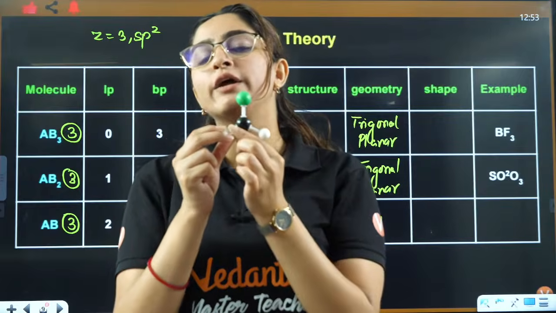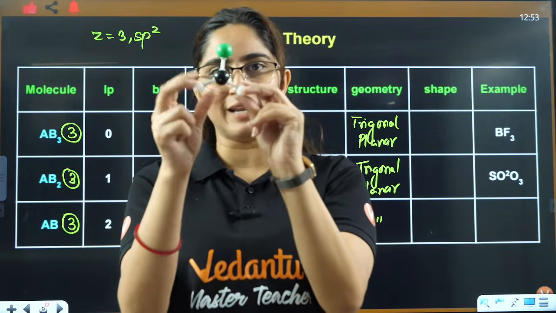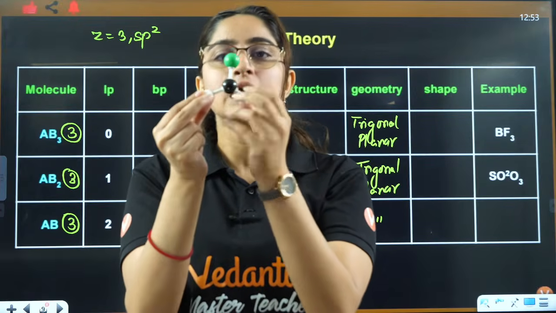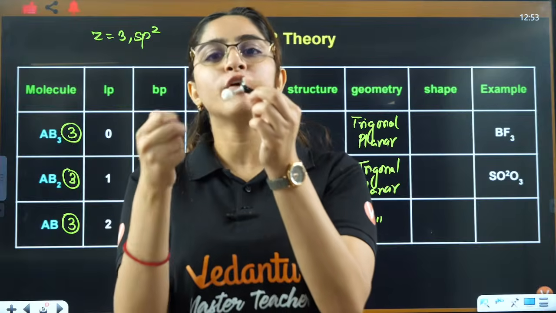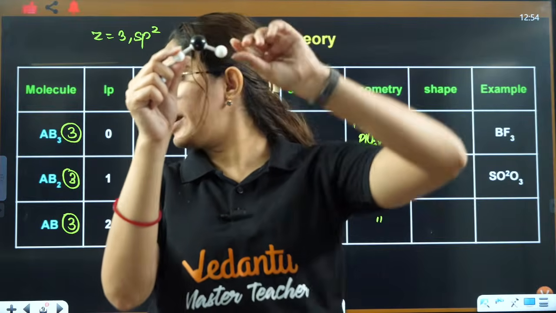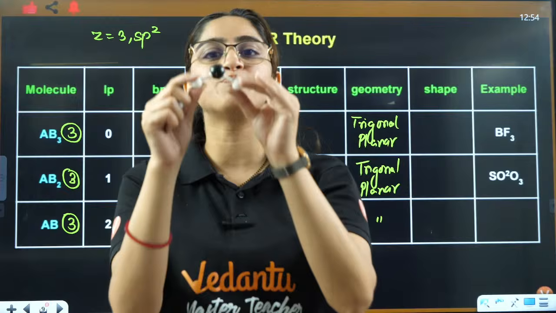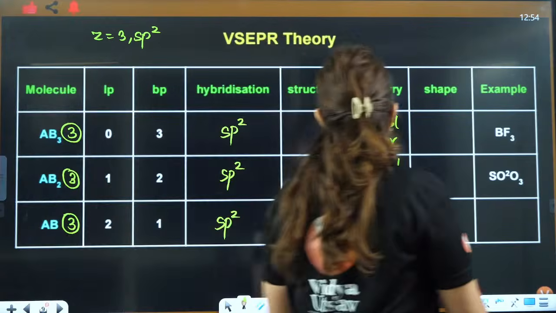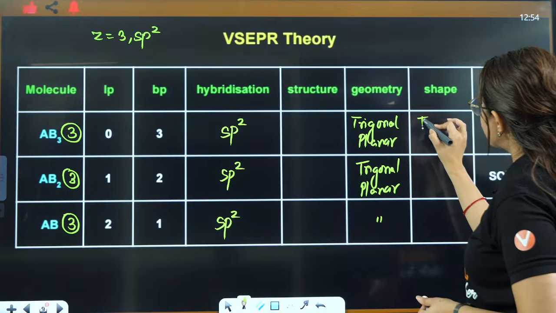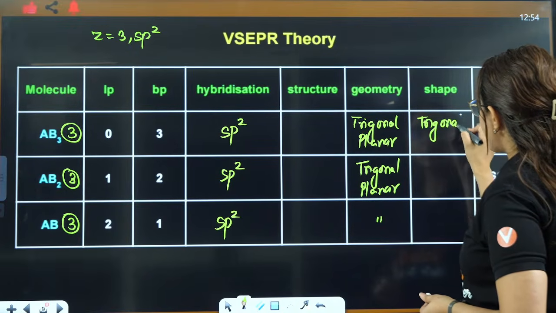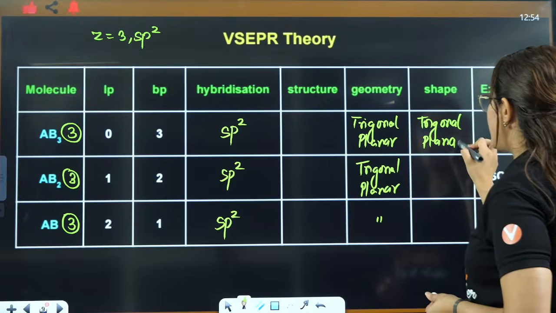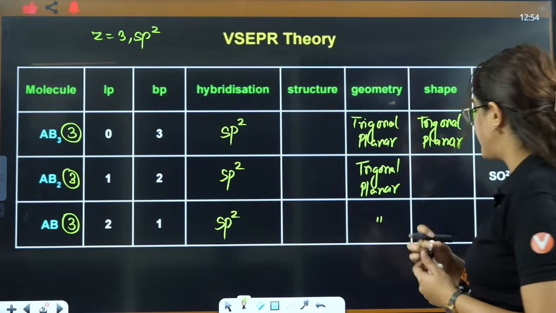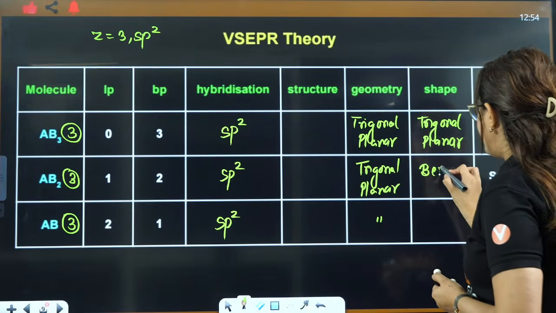While calculating the shape, when you see the geometry, you count lone pair and bond pair both, and it is trigonal planar only. When we see the shape, we only see bond pairs. Now it is not trigonal planar, it is a bent V shape. That is why we say here the shape is trigonal planar only, because in shape we only look for bond pairs, and this is becoming bent V shape, right? So you can say this is bent V shape.